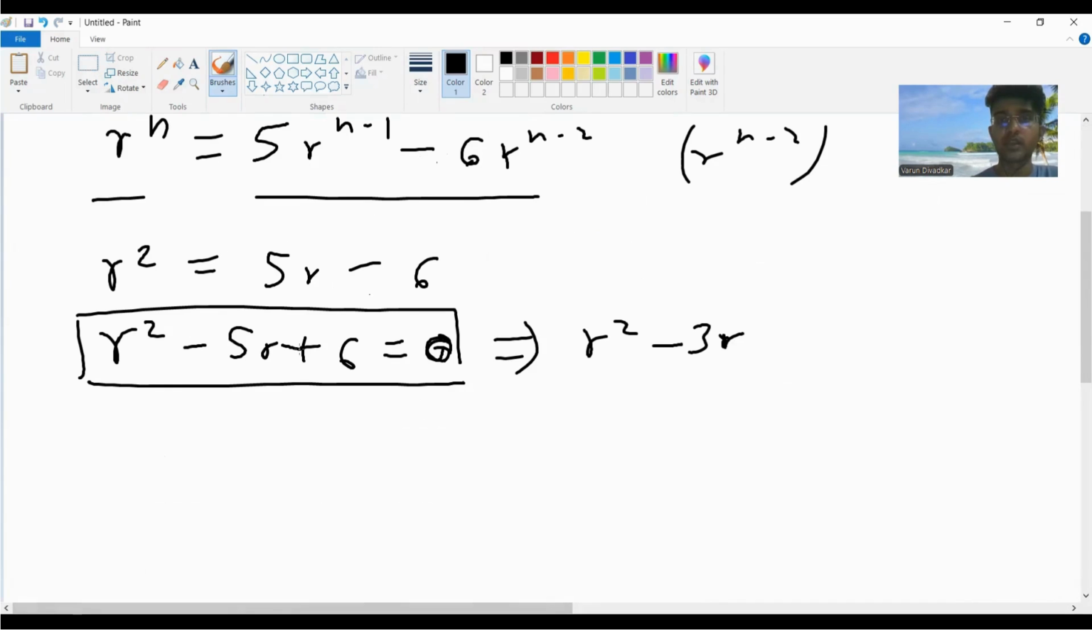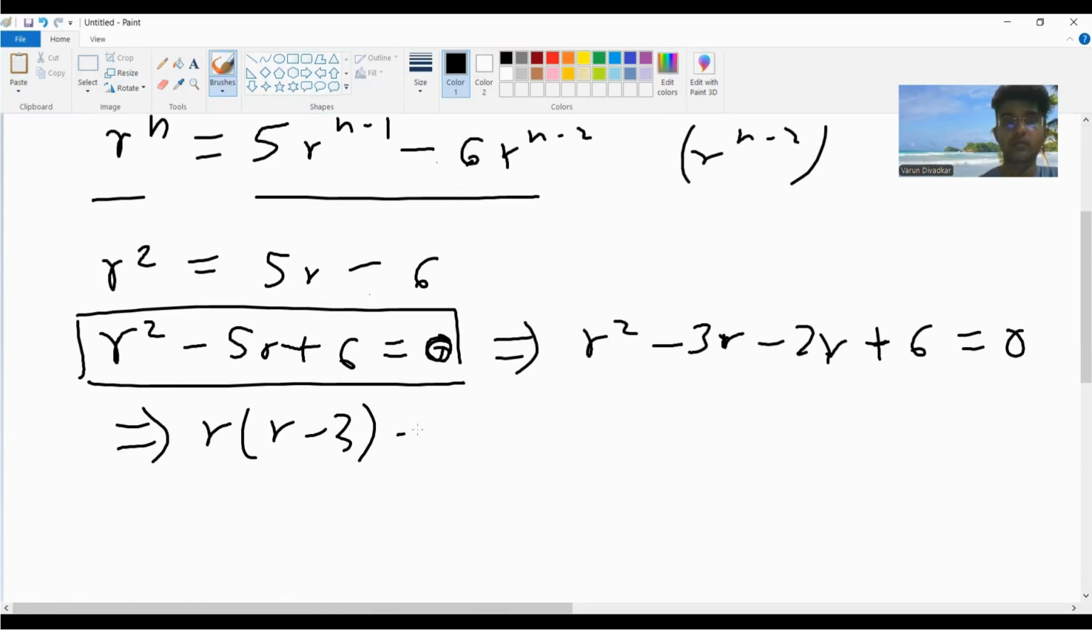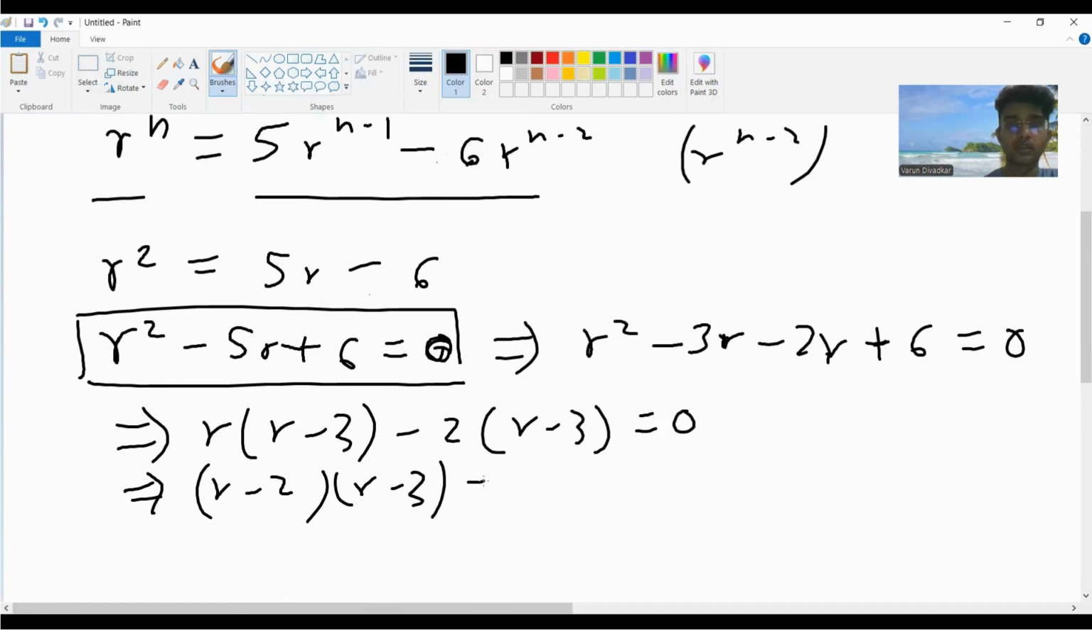So r squared minus 3r minus 2r plus 6 equals 0. This implies r into bracket r minus 3 minus 2 into bracket r minus 3 equals 0. This implies r minus 2 into r minus 3 equals 0, which means r equals 2 or 3. So these are the roots of this equation.